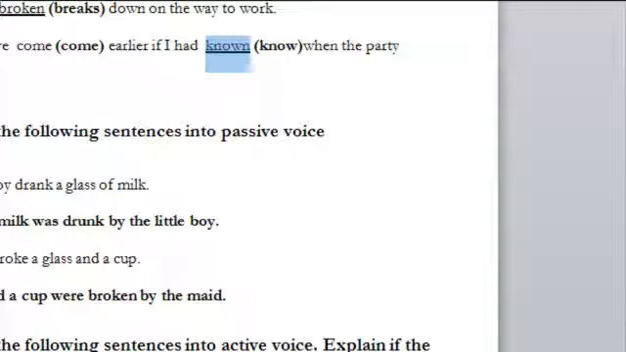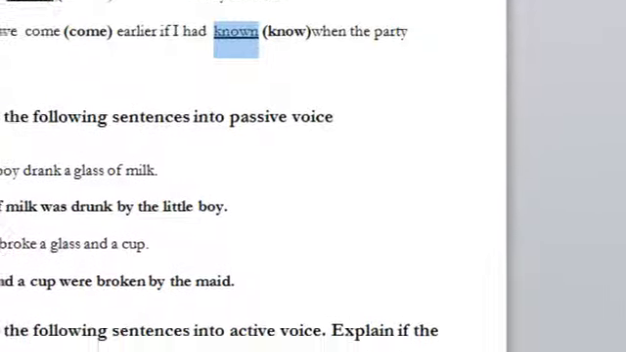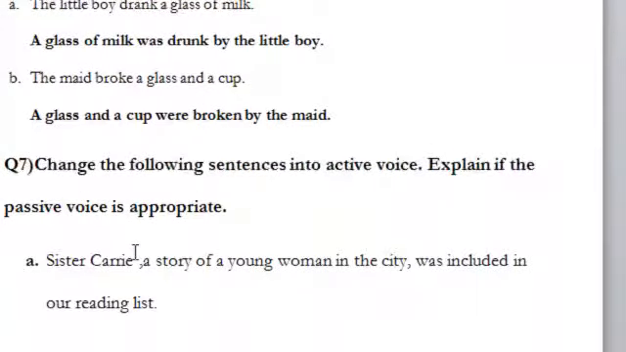So, Sister Carrie, a story of a young woman in the city, was included in our reading list. By whom was it included in the list? Someone did the action. The performer is not mentioned over here. The object is there, which I have started the sentence with. The verb is there, but the performer who did the action is not mentioned. So in this one, what shall I write?